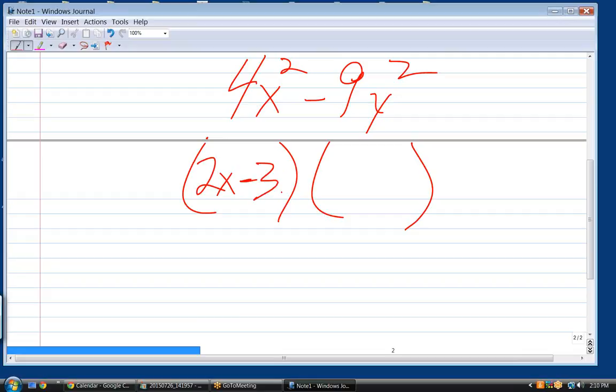3y. Okay. And then over here? 2x plus 3y. That's it. Okay, so difference of perfect squares is pretty easy.